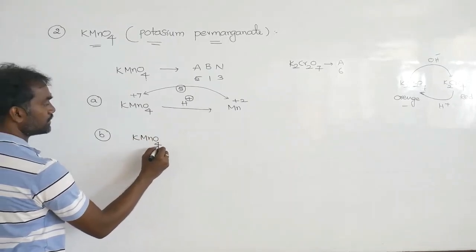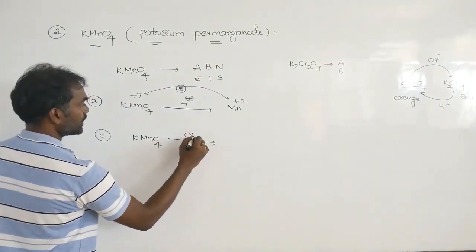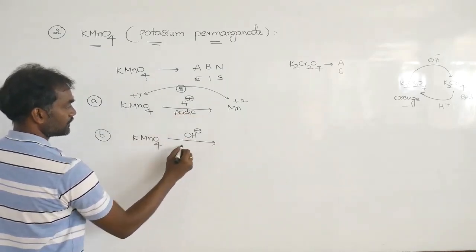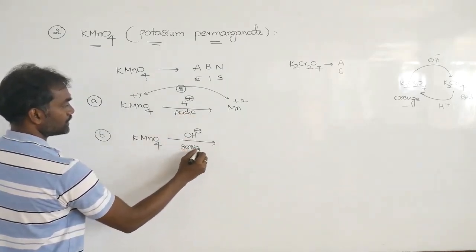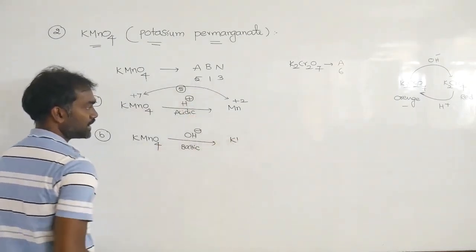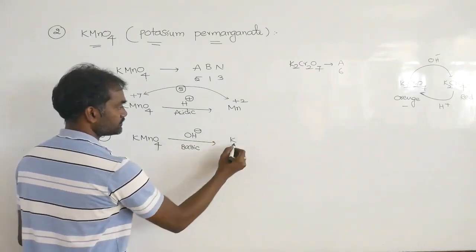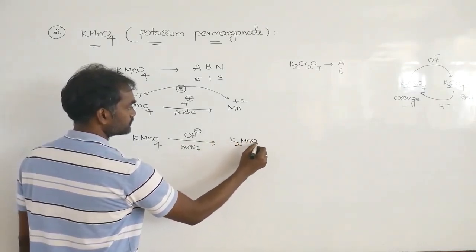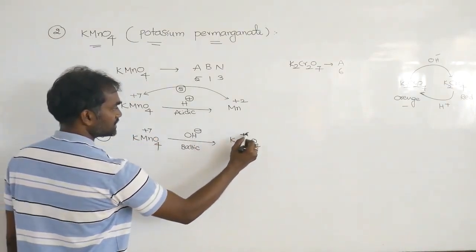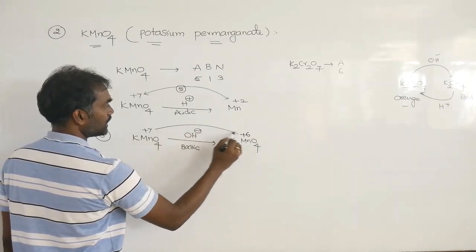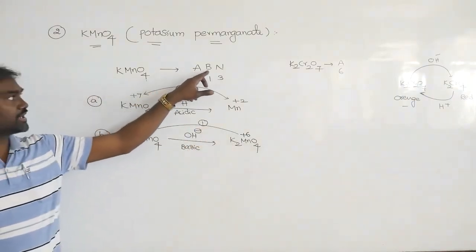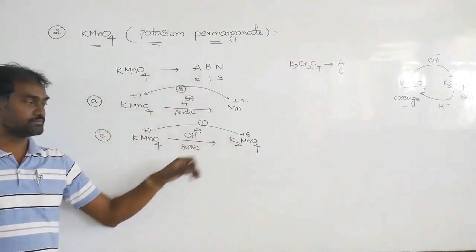KMnO4 in basic medium, OH minus. This is acidic medium, this is a basic medium. In basic medium, 1 electron only exchanges. So that is K2MnO4. Here oxidation state plus 7, here oxidation state plus 6. Only 1 electron is exchanged. So in basic medium, 1 electron exchanges.